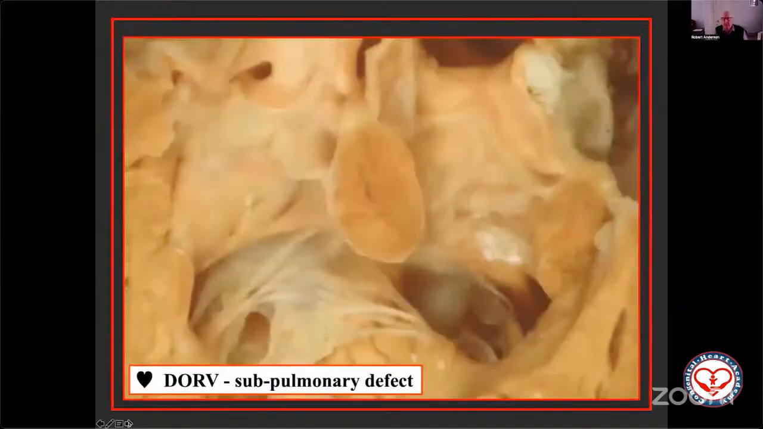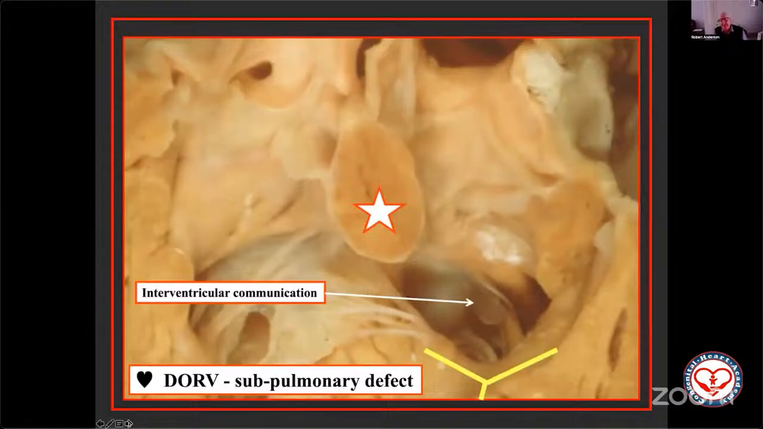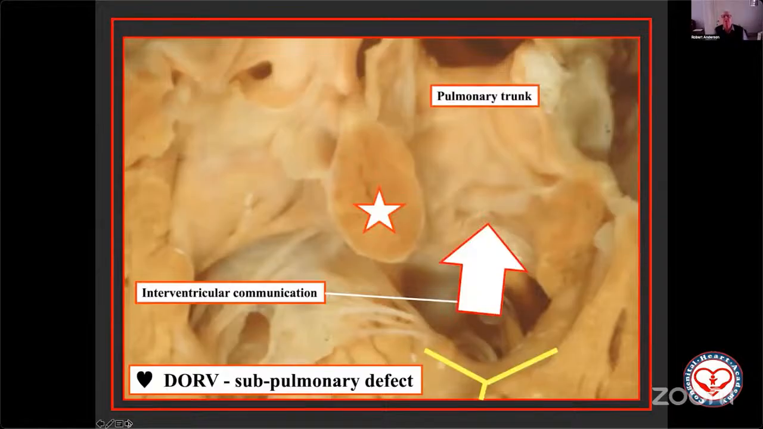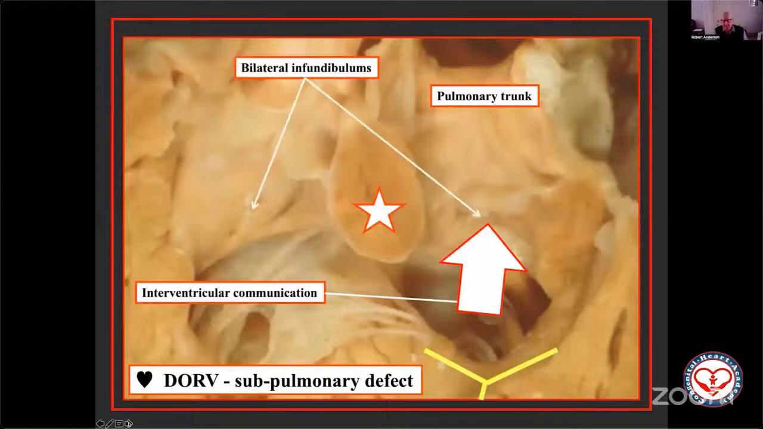This is what we saw at the end of the spectrum of the Taussig-Bing malformation, double outlet with a subpulmonary defect. There again, very nicely, you see the muscular outlet septum, but this time it is attached to the caudal limb of the septomarginal trabeculation. And that now means that the interventricular communication is directed not into the aorta, but into the pulmonary trunk. In this instance, in the setting of bilateral infundibulums.